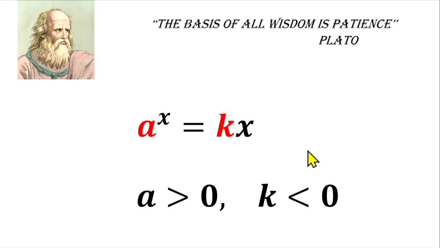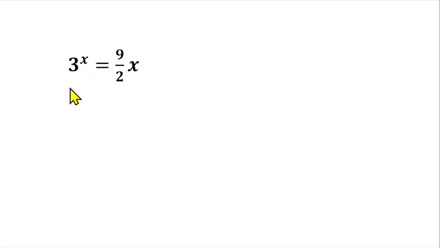Let us consider an example. Suppose we need to solve the equation 3 to the power x equals 9 over 2x. Simple inspection shows that this equation has a root x equals 2. Indeed, at x equals 2, the left-hand side equals 9, and the right-hand side of this equation also equals 9. So this is a root, and we can think that we solved the problem.